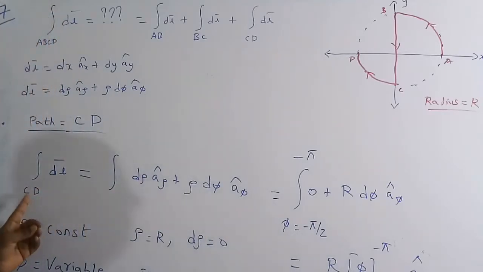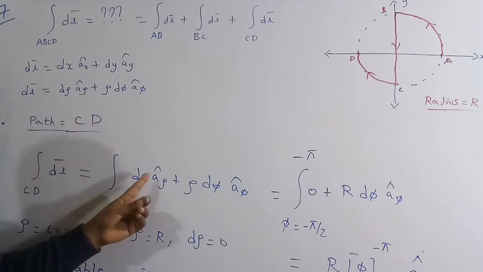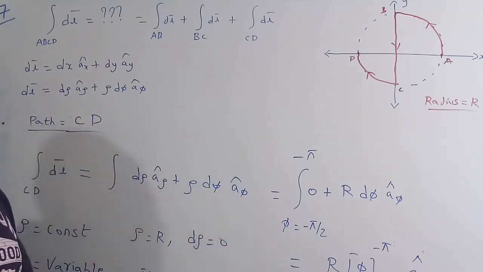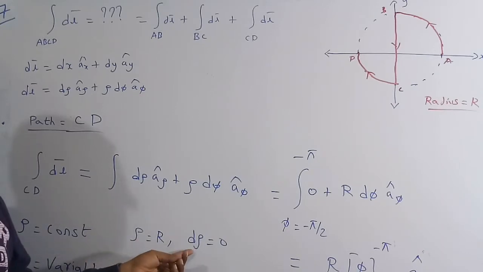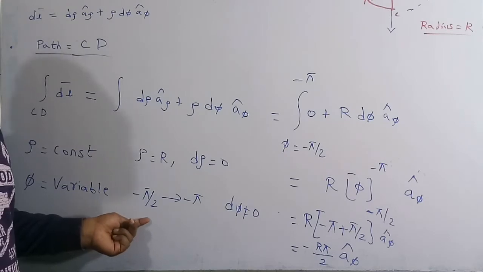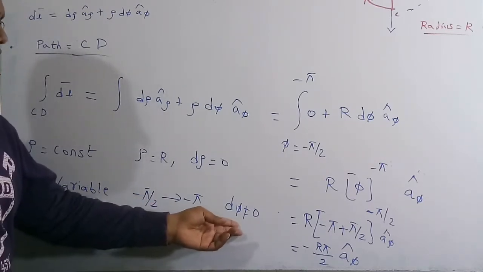So therefore for the path CD, dl bar, I am going to prefer the cylindrical coordinate system because it has less variables, which is d rho a rho cap plus rho d phi a phi cap. So now what are the variables and constants? Here rho is a constant, is equal to radius is equal to r. If rho is a constant, we can say change in rho is equal to 0, but phi is a variable. It is changing from minus pi by 2 to minus pi. So therefore, if phi is a variable, we can say d phi is not equal to 0.